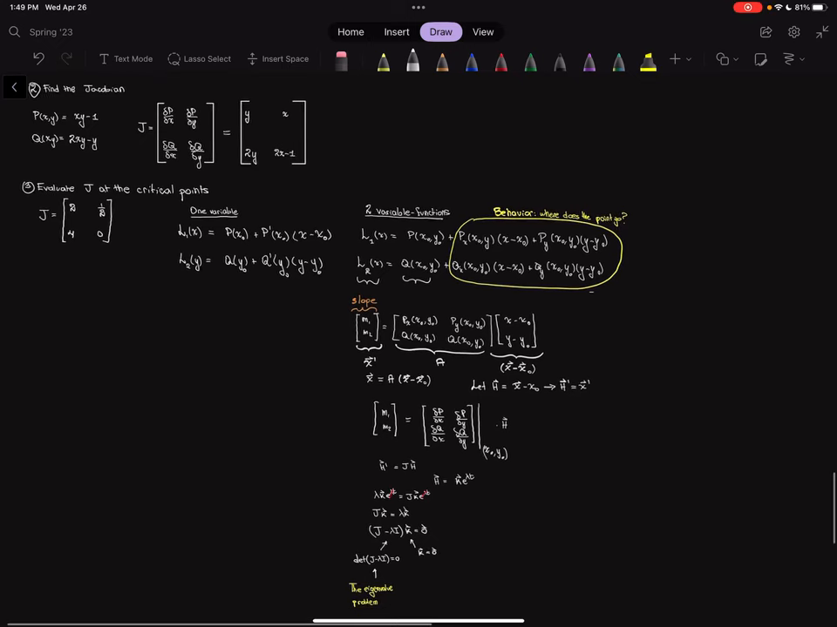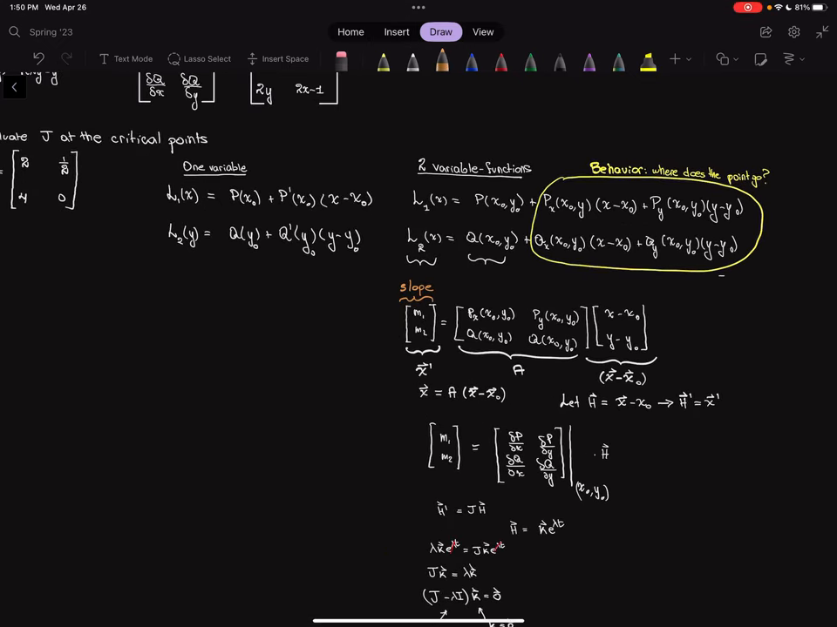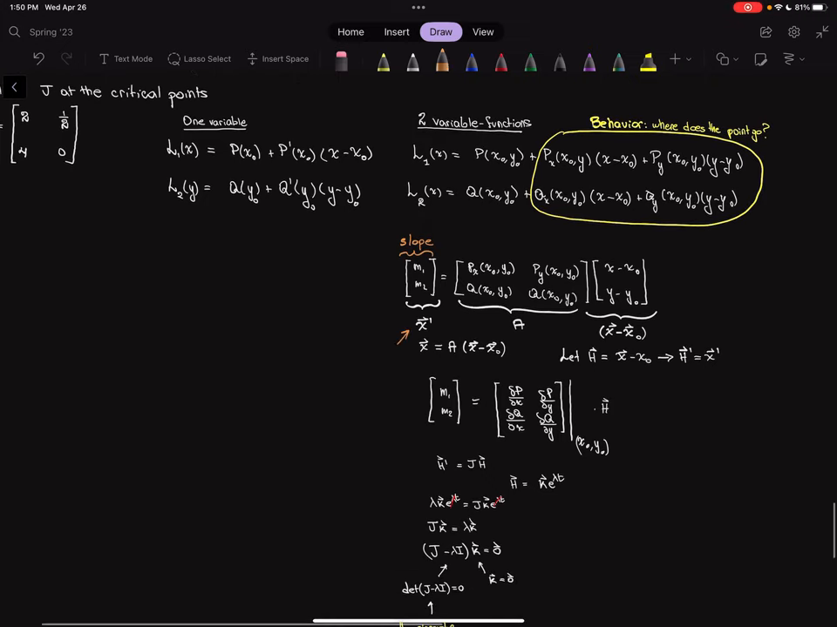Okay, so what I was trying to say is that this is the linearization, right? And now if I look at this linearization with multiple variables, then what happens is that if I just want to look at the behavior where the point goes, that's going to be the slope part, which is going to be this part right here. So I rewrote this part in matrix form, and then here I took the derivative of L1, L2, which is the slope. So I can say that this is a derivative and that this is x minus x naught.